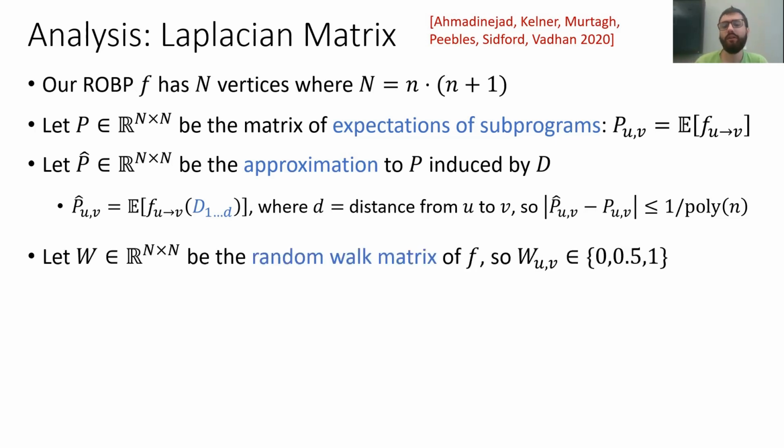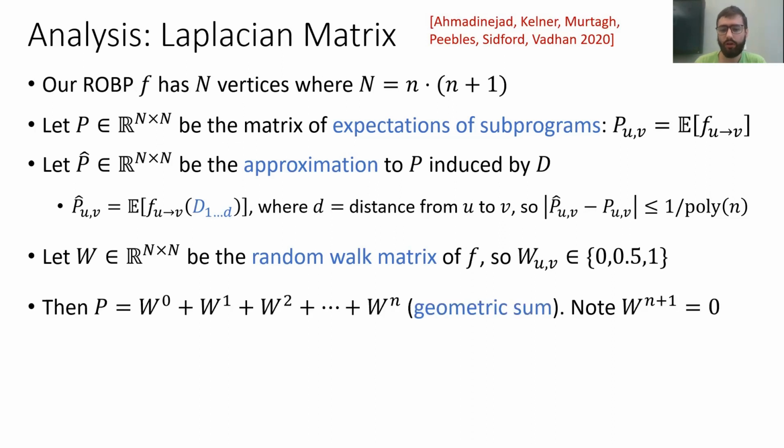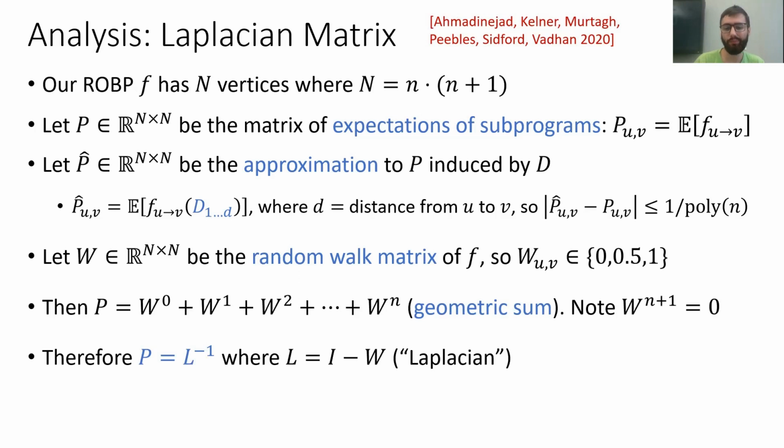Then let's define W to be the random walk matrix of F. That is, one entry of W tells the probability of going from one vertex to another if you take a single random step. So each entry is just 0, a half, or 1. And the neat thing is that there is a formula for P in terms of W. P is given by the sum of all the powers of W, basically because W to the i is giving us information about length i random walks, or in other words, length i subprograms. Now this is a geometric sum, and so we can simplify the formula and say that P is the inverse of the Laplacian matrix I minus W.